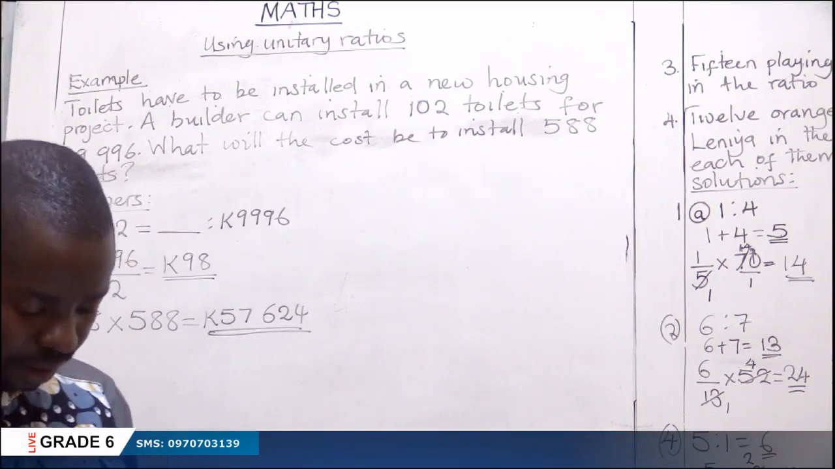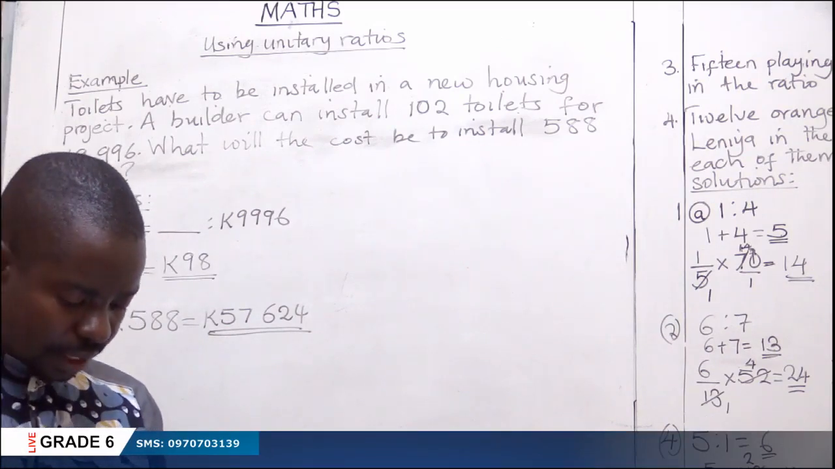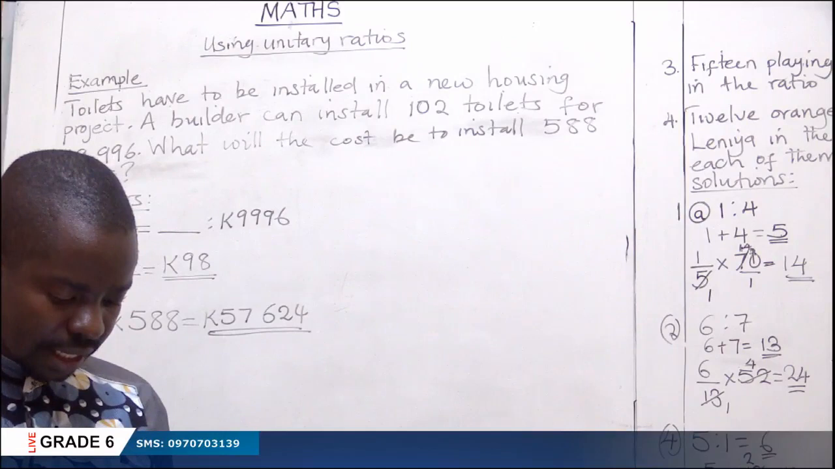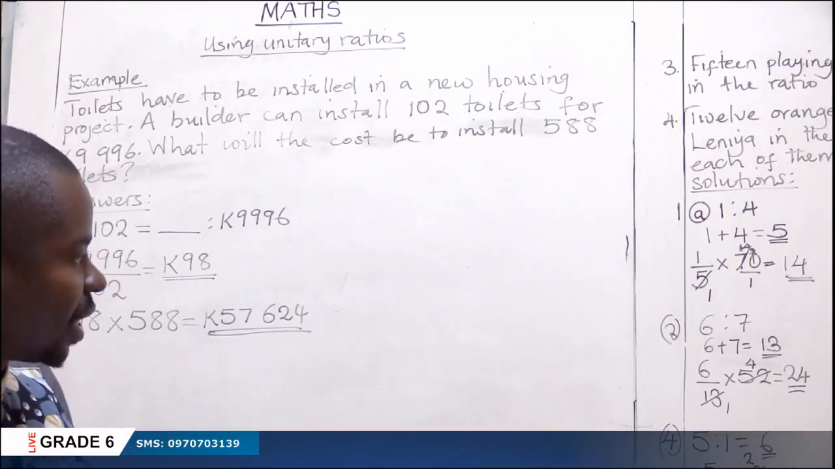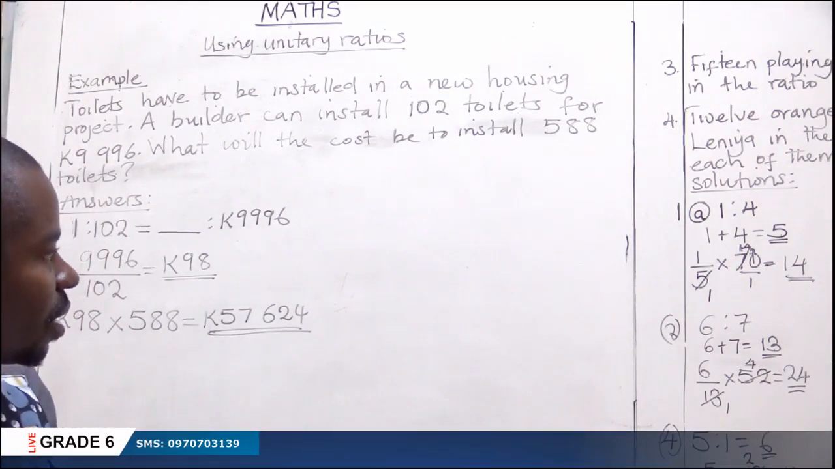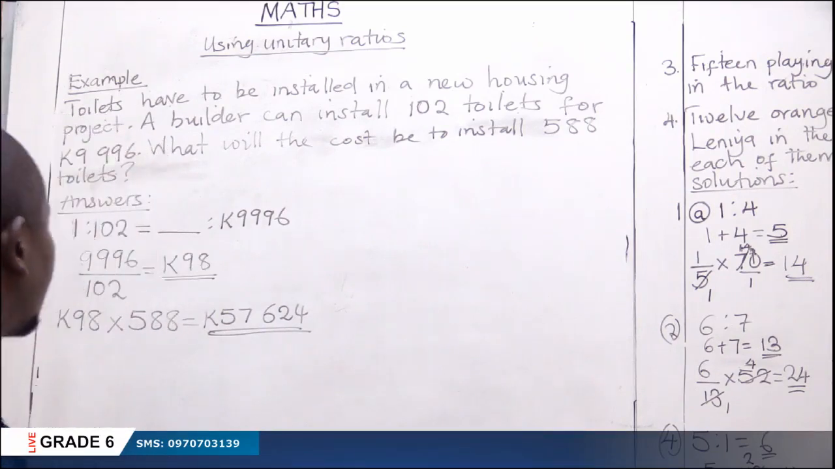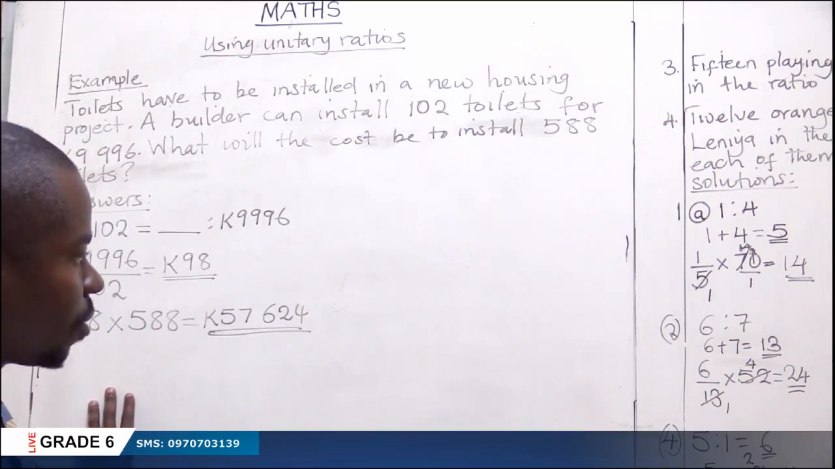Okay, so the second one says, sorry sir, 70. Okay, 70. Let me check the 70 that you are talking about.